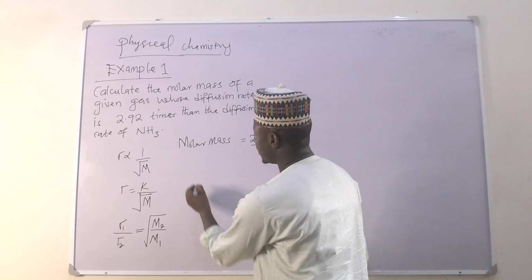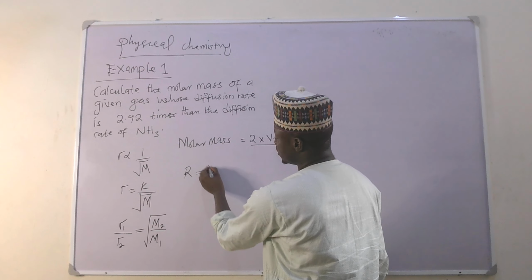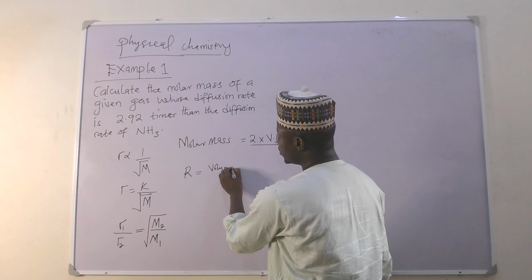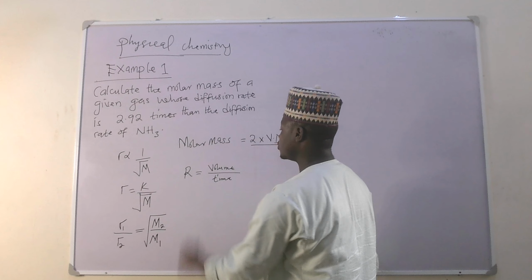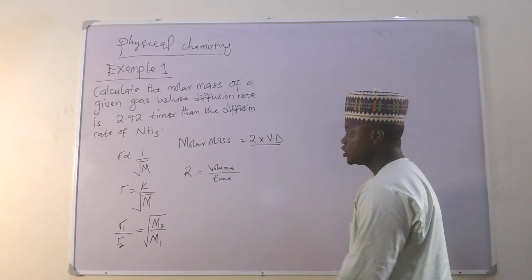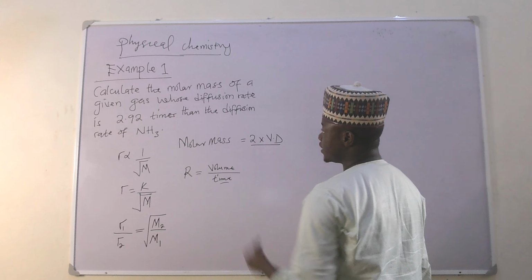And the rate of diffusion itself also has a formula. Rate is the same thing as volume over time. This is another formula that shows the relationship between volume, the rate of diffusion, and the time.